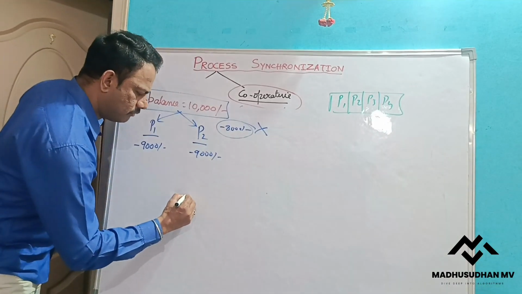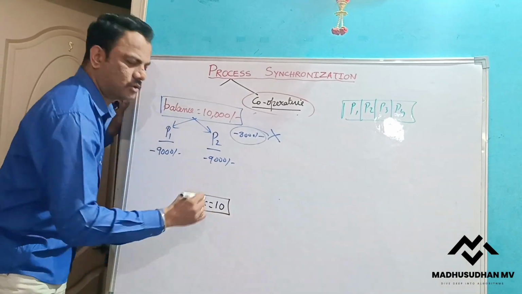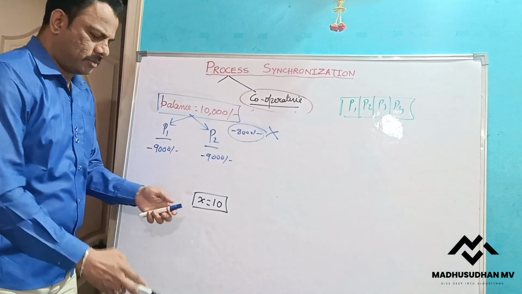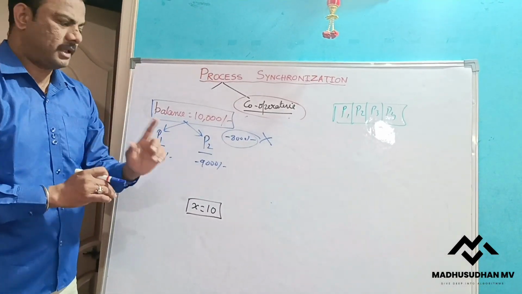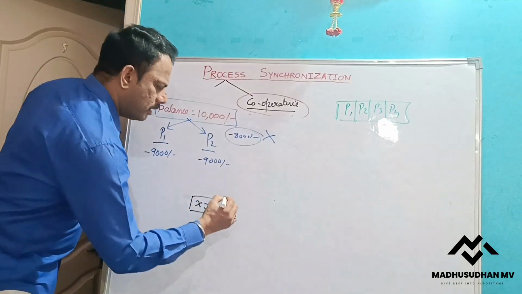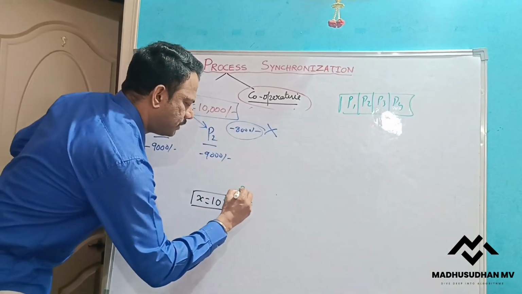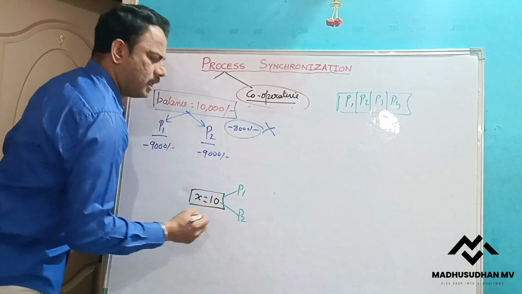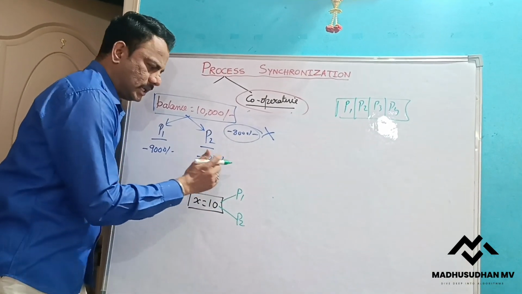One more example. Assume we have a variable, say a global variable, for example, x equal to 10. Assume this is the global variable and there are two threads, that is, two functions. Assume one process or thread P1, another P2. Now both are using this variable at the same time.